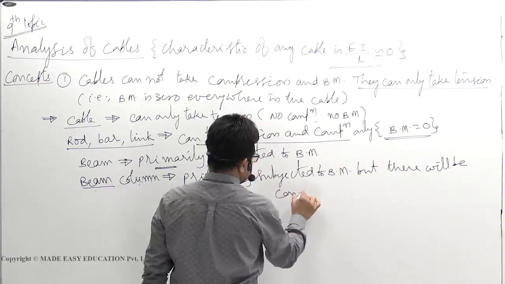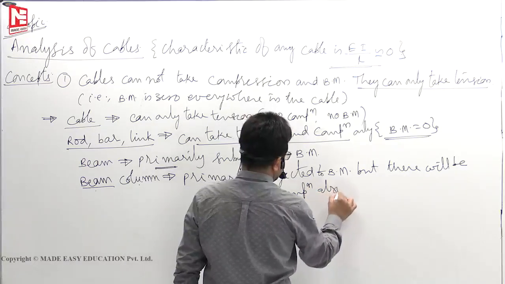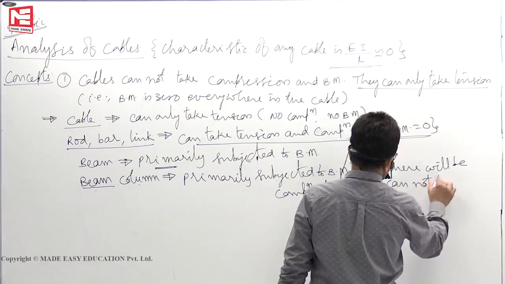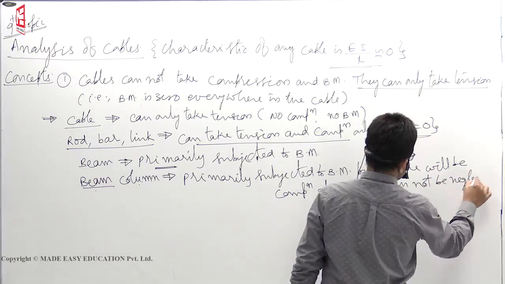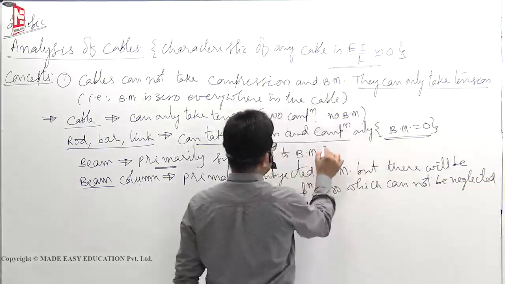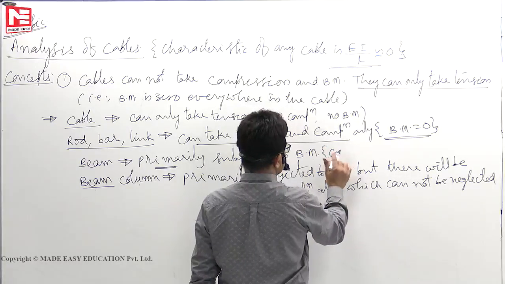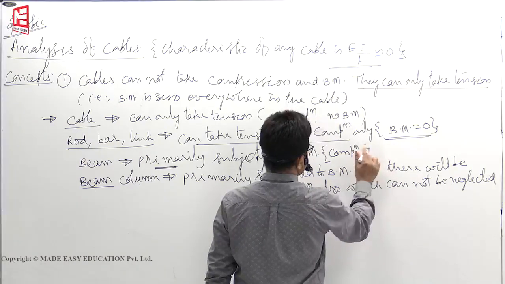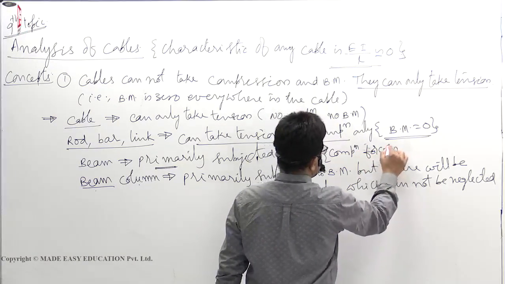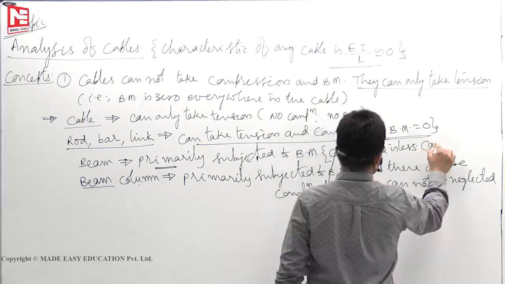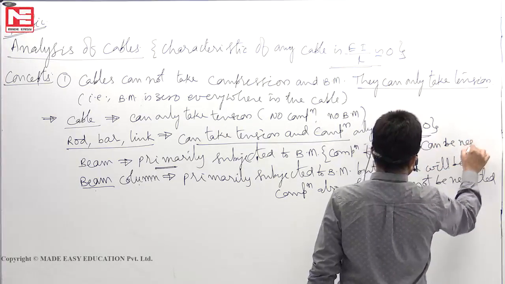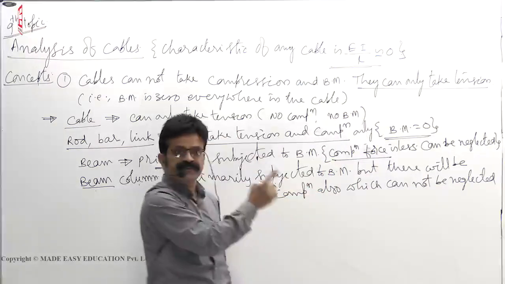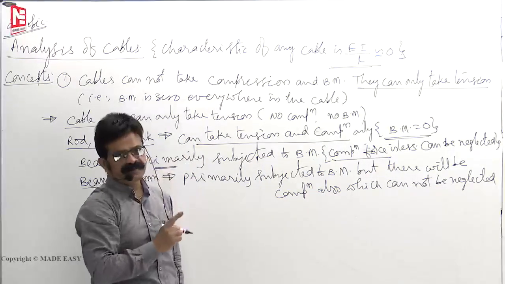Primarily subjected to bending moment, but there will be compression also, which cannot be neglected. Here compression can be neglected, because the compression force is less. If it can be neglected, beam. If it cannot be neglected, beam column.